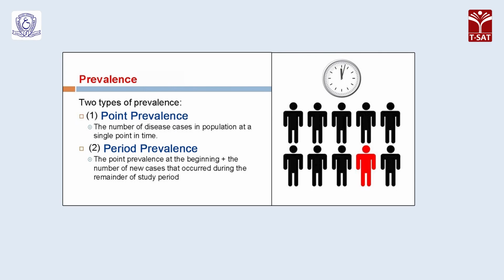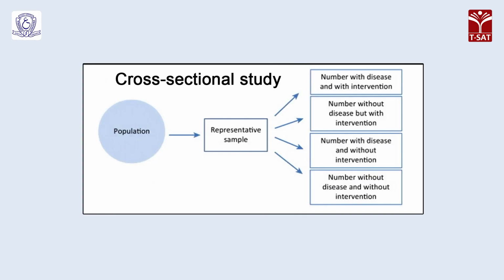Prevalence can be assessed at either a point in time, that is point prevalence, or over a defined period of time, that is period prevalence. We learn about point and period prevalence later. The basic strength of cross-sectional studies lies in the fact that they can study an entire population or a representative sample. They provide an estimate of prevalence of all factors measured and have greater generalizability.